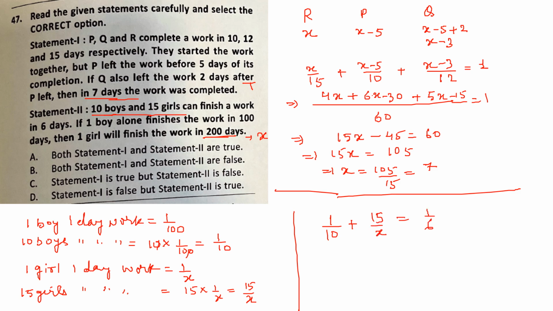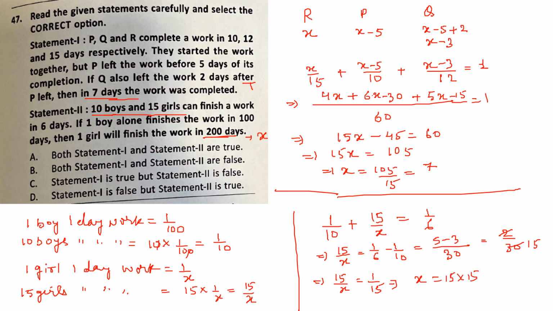Now I have to solve it. So 15 by X equal to 1 by 6 minus 1 by 10. And if I take the LCM, LCM is 30. So 5 minus 3, which will give me 2 by 30. Okay. So from here I can see 15 by X is equal to 1 by 15. And if I cross multiply, the value of X is 15 into 15, which gives 225 days.